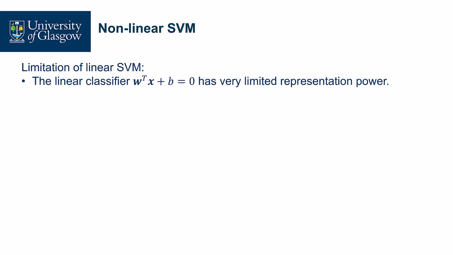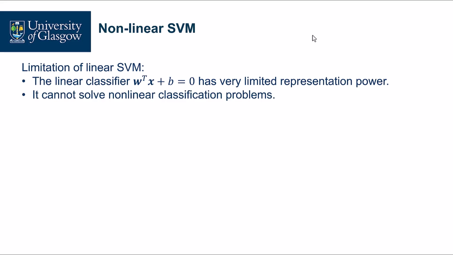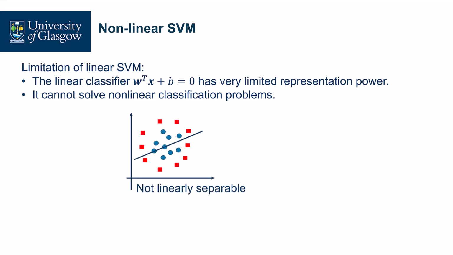Because in the real world, most of the data are nonlinear, right? And with linear separation, we can't solve nonlinear classification problems. So for example, with this distribution, as you can see, no matter how we draw the line to divide it, hard margin or soft margin, there's no way to separate the two classes. So in this case, what can SVM do?